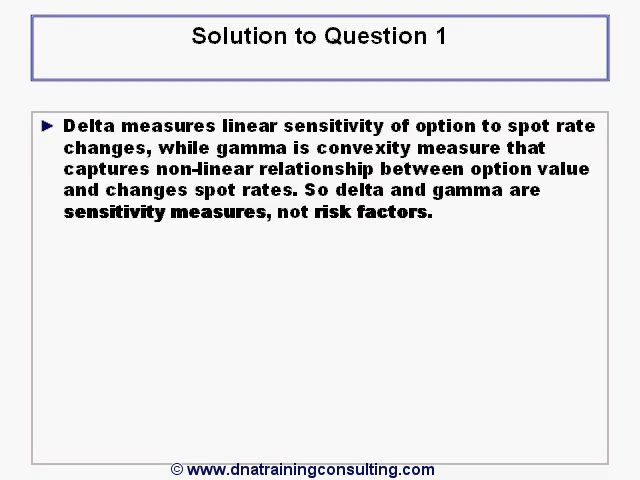Delta measures linear sensitivity for an option to spot rate changes, while gamma is a convexity measure that captures the nonlinear relationship between the option value and the changes in spot rates. So delta and gamma are sensitivity measures, not risk factors. Therefore, the answer is C.